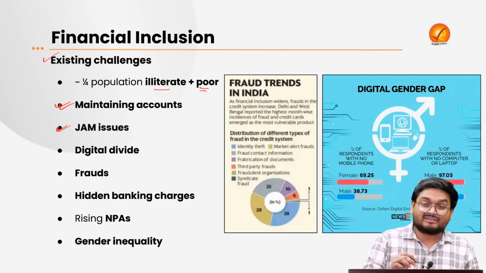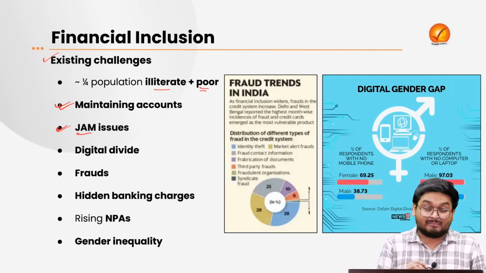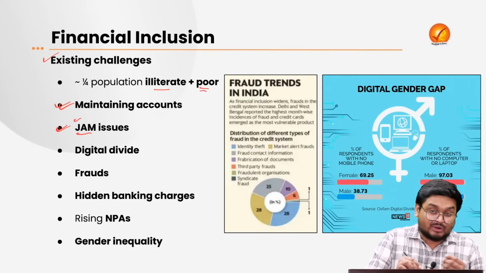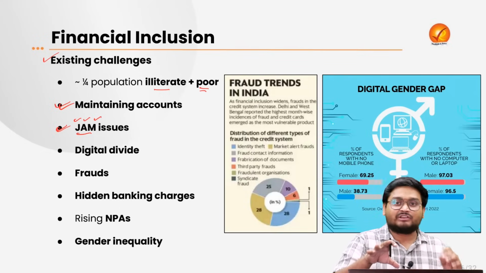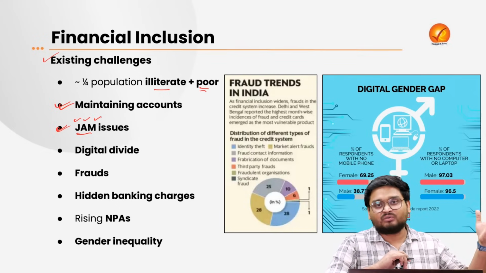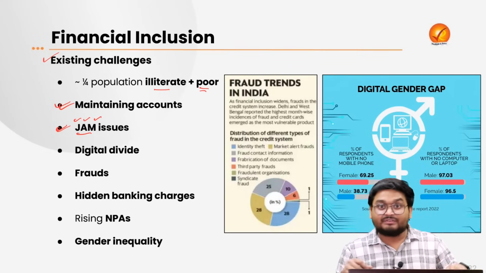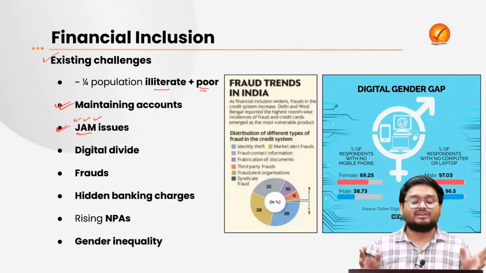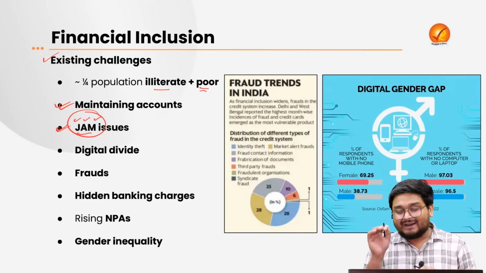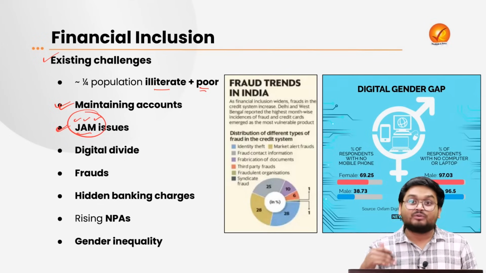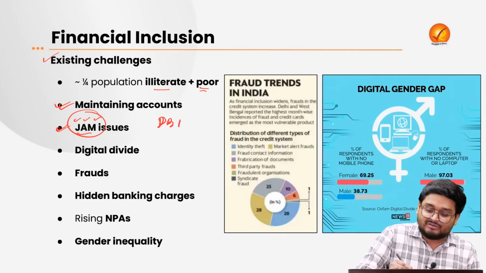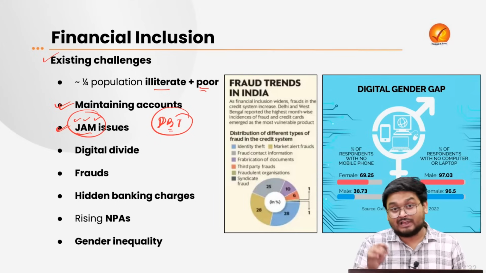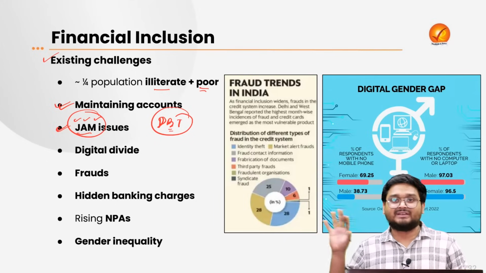Then we also have various integration issues with reference to JAM. JAM stands for Jan Dhan account, Aadhaar system and mobile. So there are various technical issues. For example, say the Aadhaar card is outdated, maybe the address is wrong, maybe the phone number is not updated. There are many issues in this particular network. So that issue is still there, which is also leading to the exclusion of some people from getting the benefits of direct benefit transfer. It has been reported in the news many times.